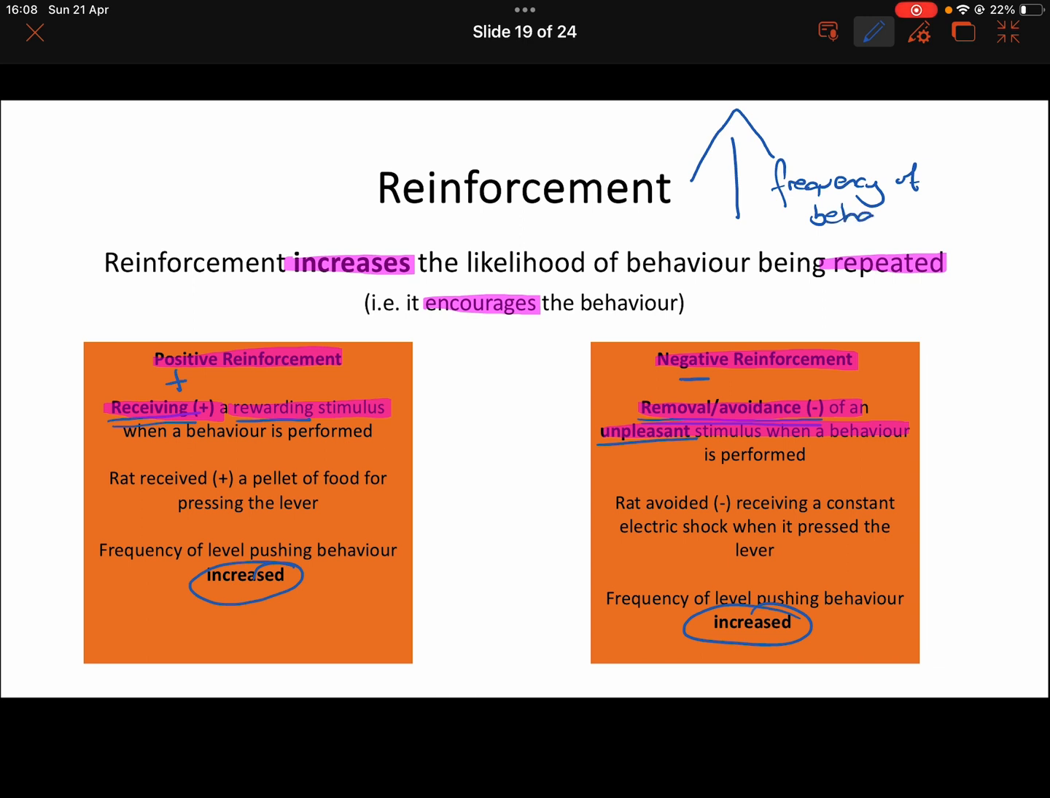If it is positive reinforcement, it increases the frequency of behaviour by adding a pleasant stimulus. If it's negative reinforcement, it increases the frequency of behaviour by removing an unpleasant stimulus.